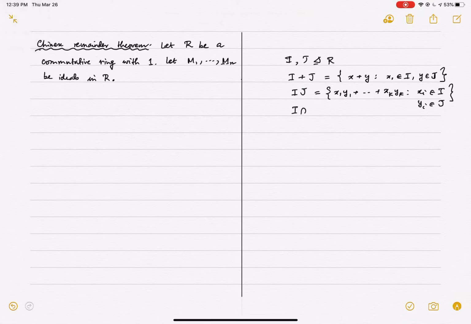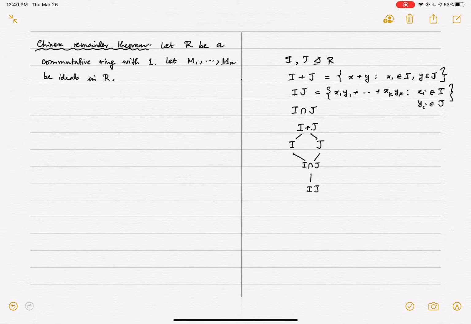And you also have an ideal I intersection J. If you have two ideals I and J, I plus J contains both. I intersection J is the biggest thing. So I plus J is the smallest ideal that contains both I and J. I intersection J is the biggest ideal that is contained in both of them, and IJ in general is something even smaller. You can check that. Okay? So review this carefully before we get started.